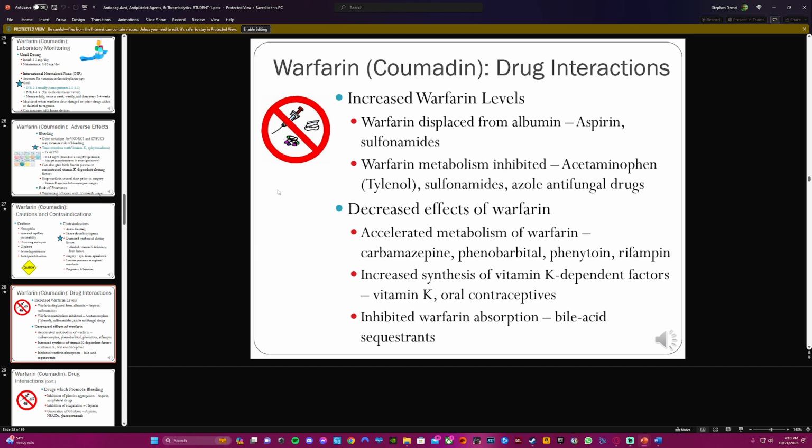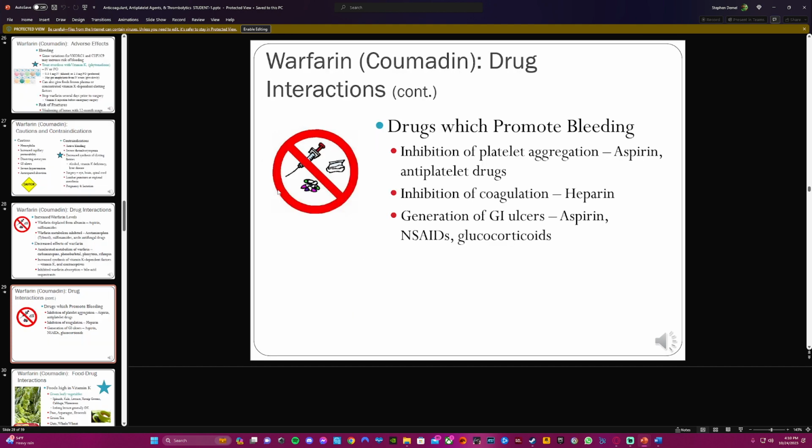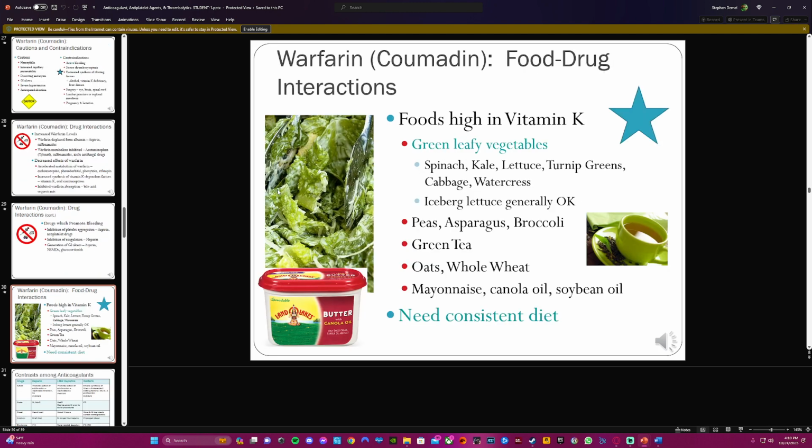You can also get increased synthesis of vitamin K dependent factors through vitamin K or oral contraceptives. There's also inhibited warfarin absorption through bile acid sequestrants. Drug interactions continued for warfarin. Drugs that promote bleeding, such as aspirin, antiplatelet drugs that inhibit platelet aggregation, heparin, which inhibits coagulation, and aspirin, NSAIDs, and glucocorticoids, which cause GI ulcers.